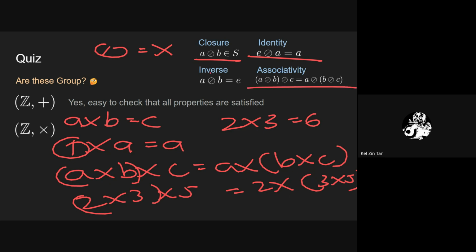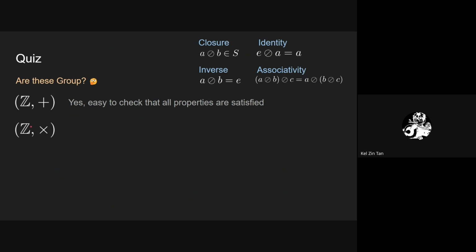So now let's check the inverse. Let's just take an element 2. Is there an integer a such that when I multiply 2 with a, this will become 1? We will see that a in our case is 0.5, or we can write it as 1 over 2. So 0.5 and 1 over 2 is actually not an integer. This is a rational number.